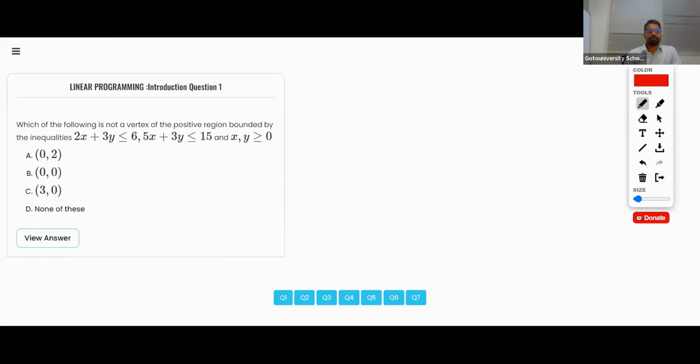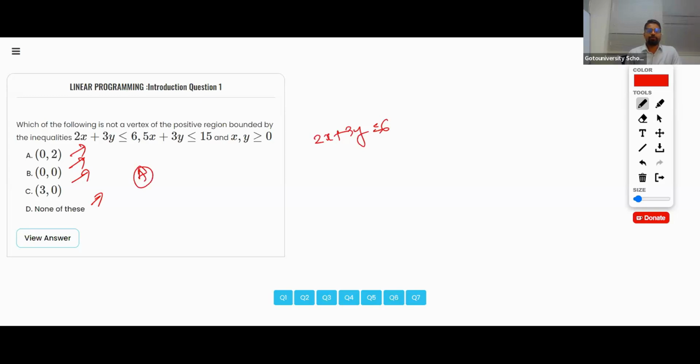The question here is, which of the following is not a vertex in the positive region bounded by y greater than or equal to 0? Positive region means it should be in our feasible region. That's called the positive region. Okay, so let's just substitute the values and see, without drawing the graph. That is also one way. We substitute into 2x plus 3y less than or equal to 6 and check. It has to satisfy all the given conditions, right? So substitute the first value, option A.